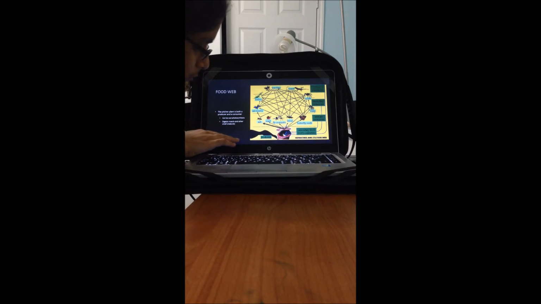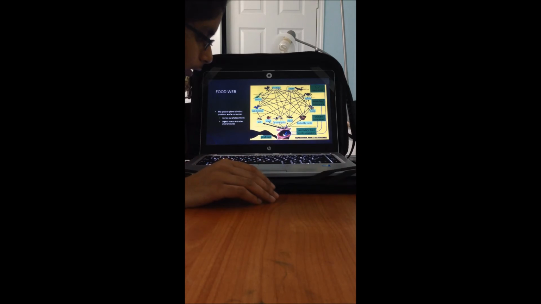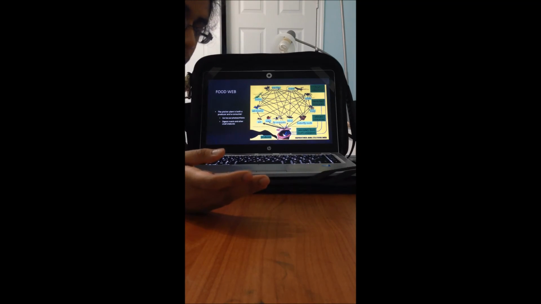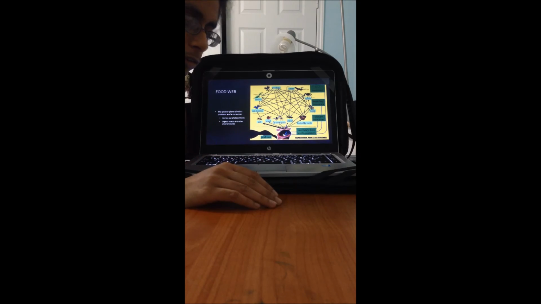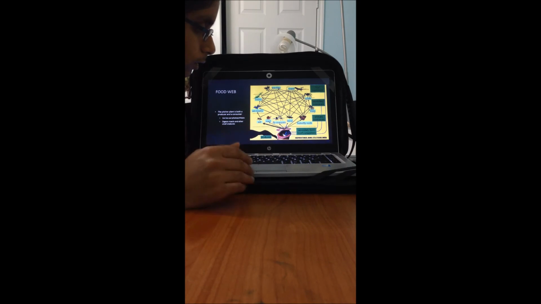So as you can see in the food web, the pitcher plant is both a producer and a consumer. It carries out photosynthesis like a producer, but it also digests insects and other small creatures to supplement its photosynthesis. So in this case, it could be considered both predator and prey in a very unique way.